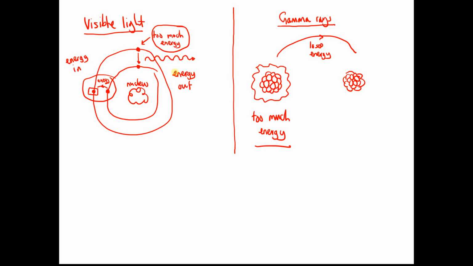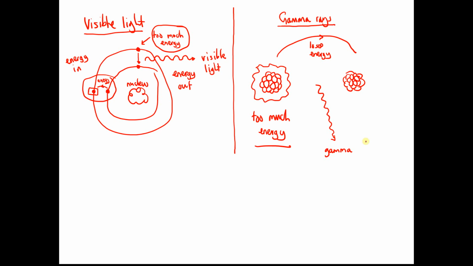And how did the atom transfer that energy to the surroundings? Well, it transferred it in the form of a wave, an electromagnetic wave. Over here, this electromagnetic wave was in the part of the spectrum where we find visible light. And over here, when this happens, this energy is transferred to the surroundings in a wave, an electromagnetic wave, but this time it's in the gamma part of the electromagnetic spectrum.